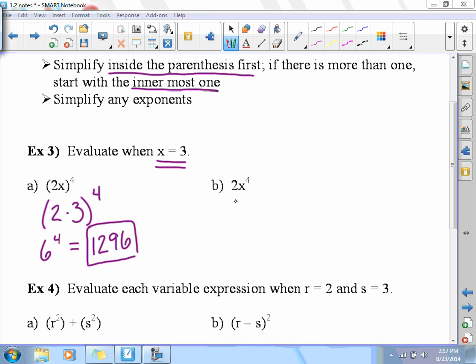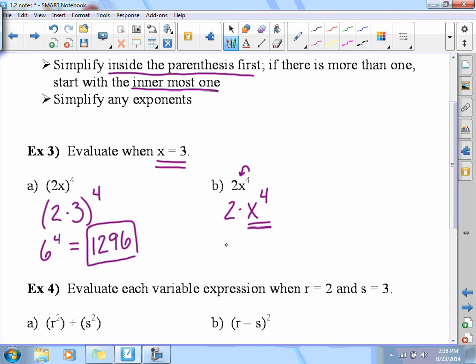So this here, since there are no parentheses, this is really like 2 times x to the fourth. That exponent is going to stay attached to whatever is directly in front of it. And the only thing that's directly in front of it is the x. So here, since we don't have the parentheses, it's not the 2 and the x that are being raised to the fourth power. It's just the x that's going to be raised to the fourth power.